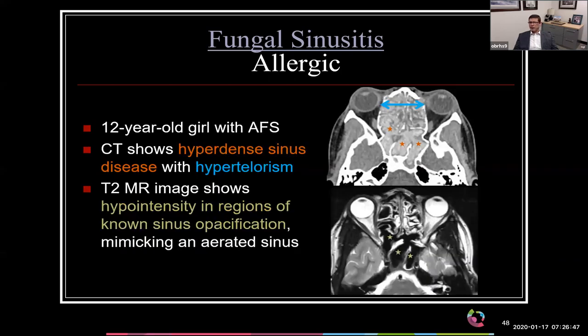Now, here's an example where the fungal elements can actually mimic an aerated sinus. This is a 12-year-old girl with allergic fungal sinusitis. These images were obtained on the same day. If you go to the CT image, complete opacification of the paranasal sinuses, central increased attenuation, significant sinus expansion with associated hypertelorism. We went on to MR, and all those areas of paranasal sinus opacification are so hypointense on imaging that this easily could be mistaken for fully aerated sinuses because of those fungal elements and heavy metals that are associated with fungal sinus disease.